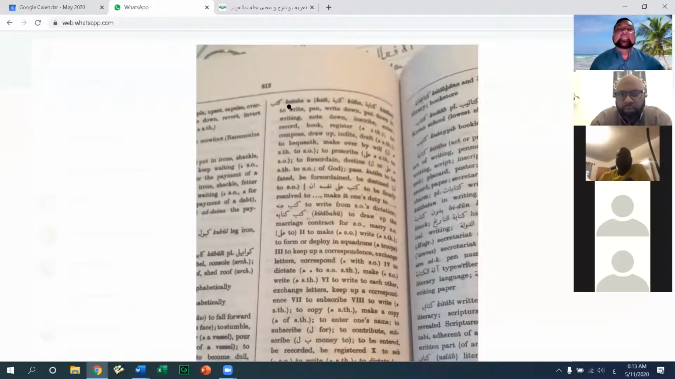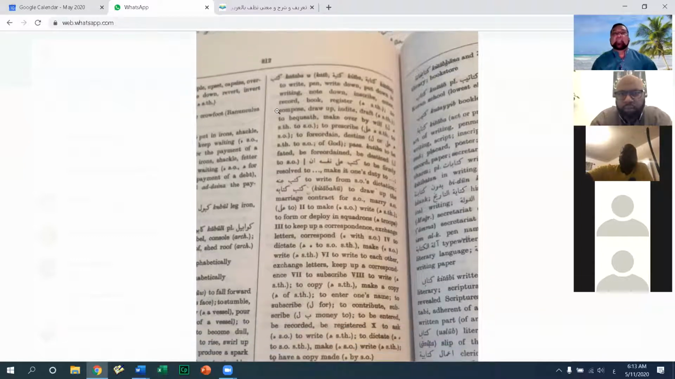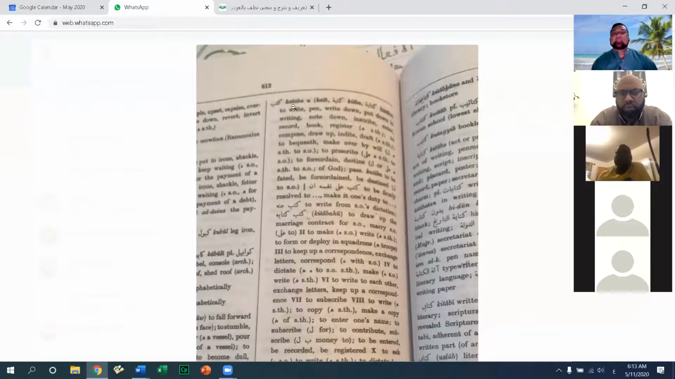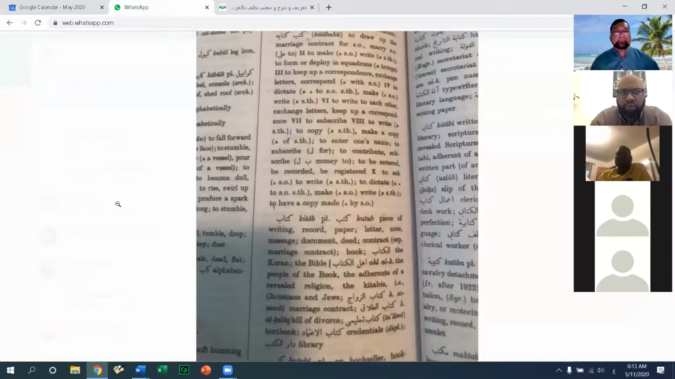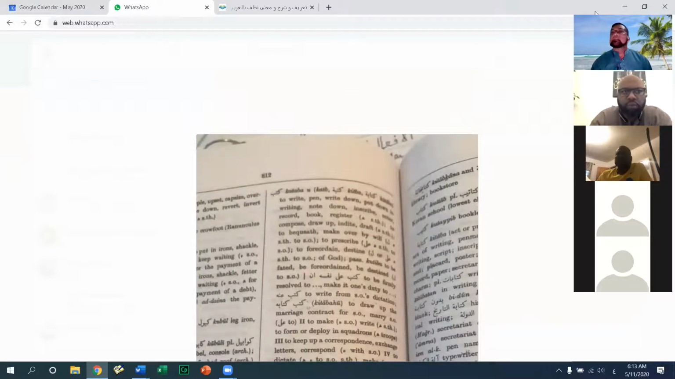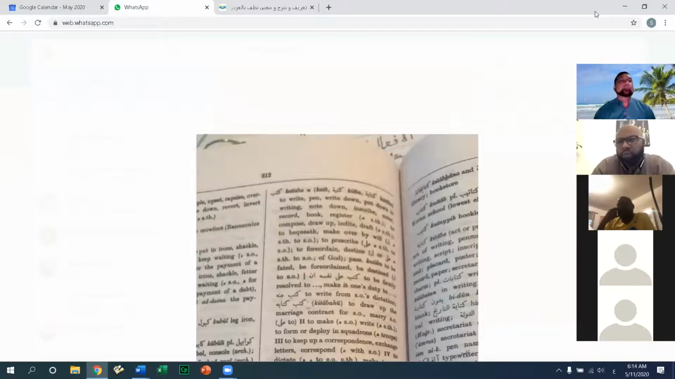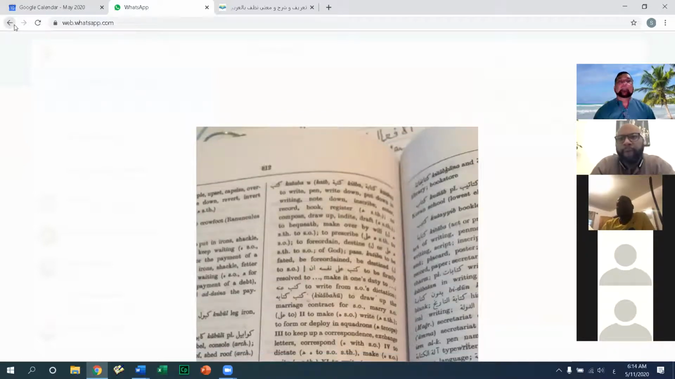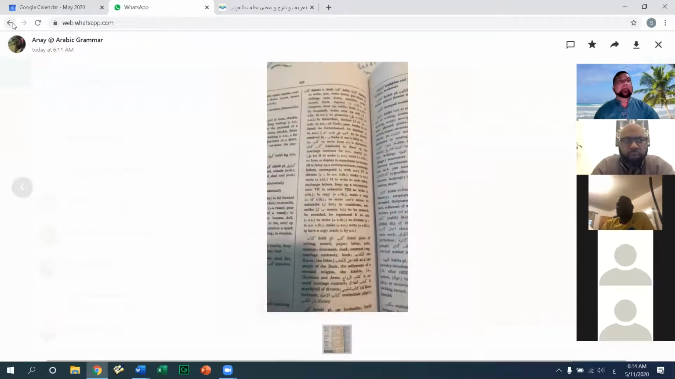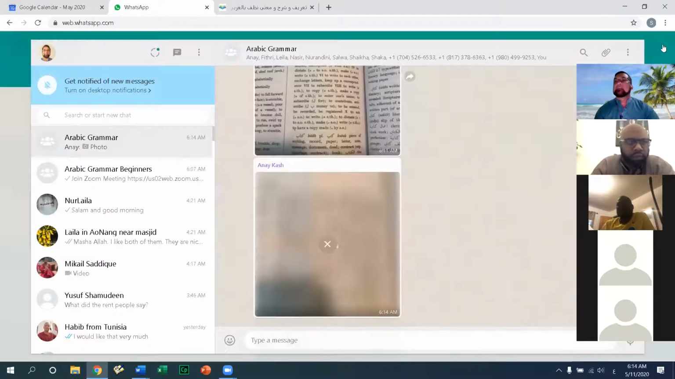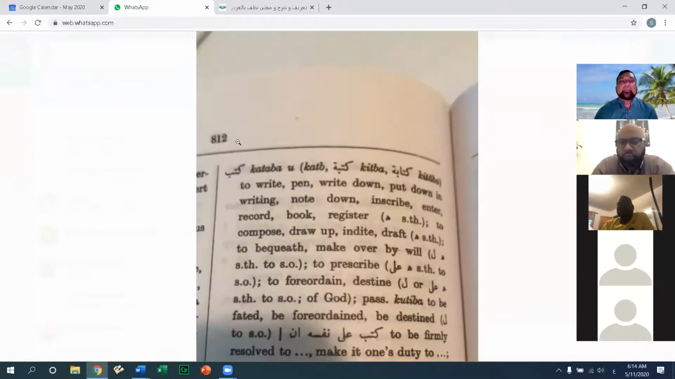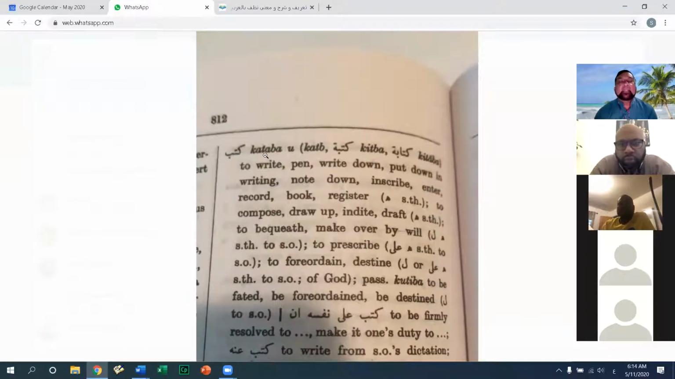So if you notice, it says, Sheikh, zoom in on this part here and send it again, so I get a clearer picture. Just that part, not the entire page. Yeah. So if you look here, it says ka, ta, ba.